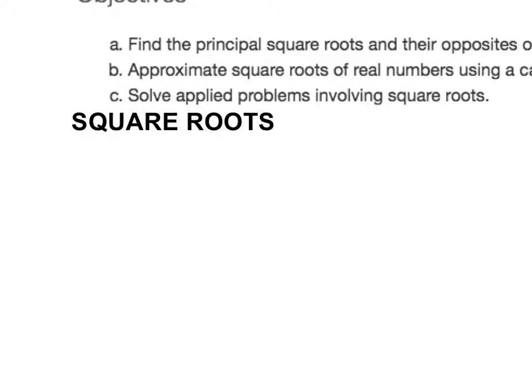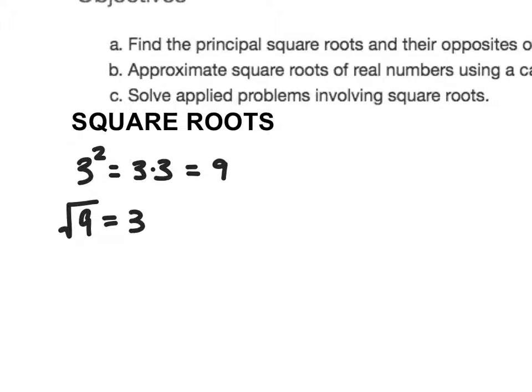We've talked about exponents so far, and let's just think of something here. Say, I like the number 3. I like doing 3 squared. 3 squared, we know that to be 3 times 3, and that gives us 9. When I want to go backwards, I would say that the square root of 9 is equal to 3. That's in essence what a square root is.